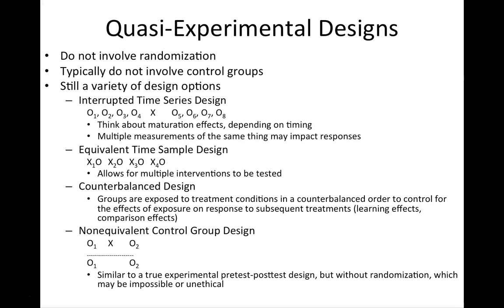And then finally, we'll talk about non-equivalent control group designs. This is very similar to a true experimental pretest post-test design, but without randomization. And so sometimes, as your book points out, that's impossible or unethical. If you have intact groups, for example, you can't necessarily randomize each of the kids in a school to get a particular design or a particular intervention. So this is the same thing where you pretest everybody. Some people receive your intervention, some people don't. They're in the control group. And then everybody gets that post-test observation.